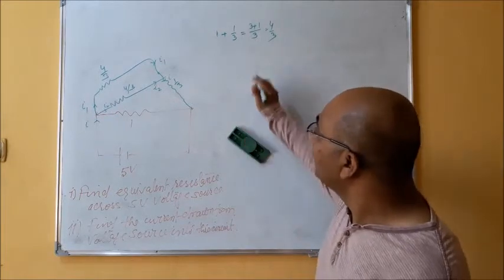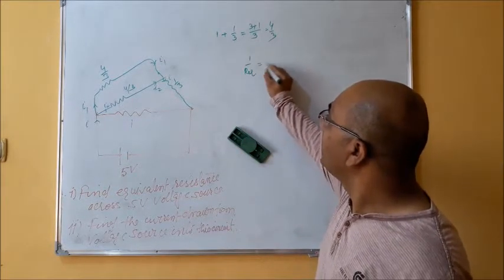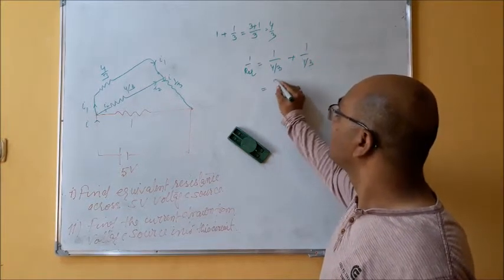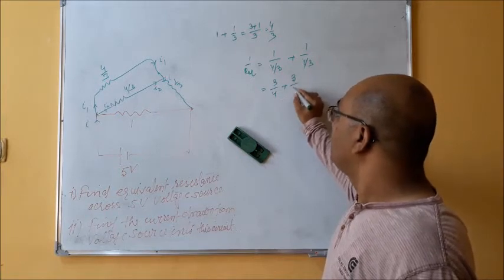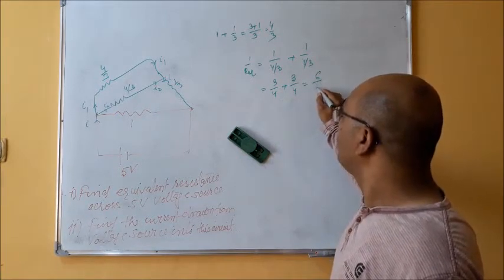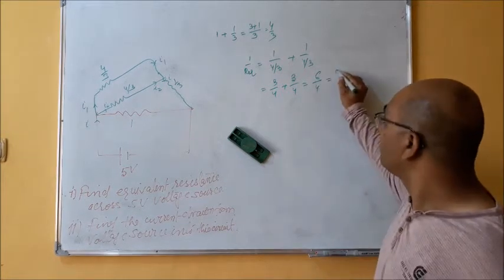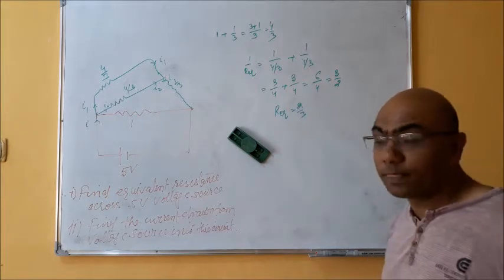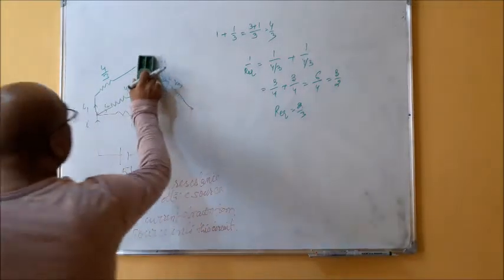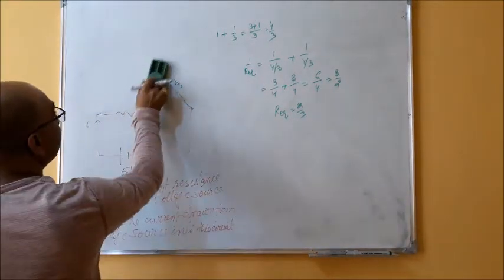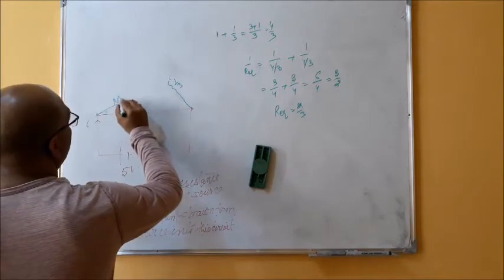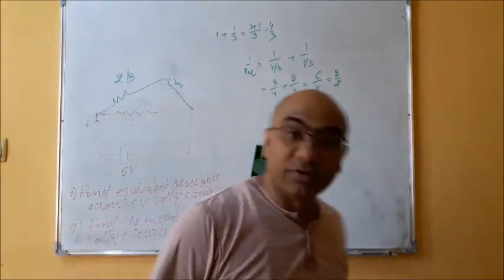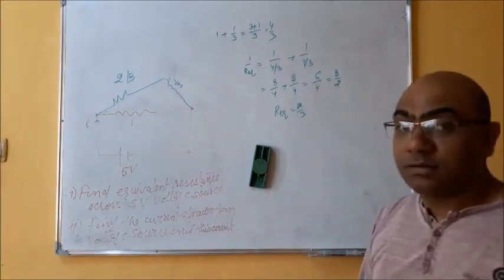So if they are in parallel, 1 upon R equivalent is 1 upon 4 by 3 plus 1 upon 4 by 3. This is 3 by 4, 3 by 4, 6 by 4. Okay, so 3 by 2, and R equivalent is 2 by 3. Right, so now I can replace these two again with a single resistance value 2 by 3. Right, is it fine?